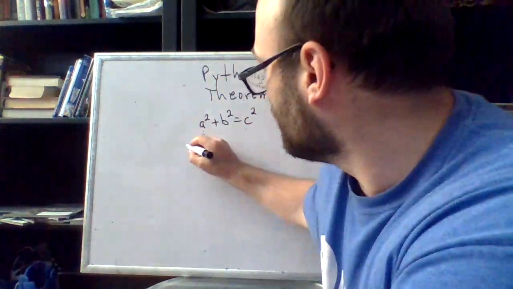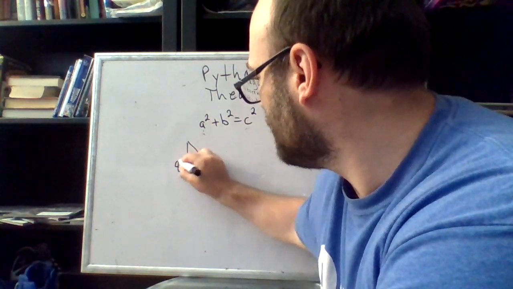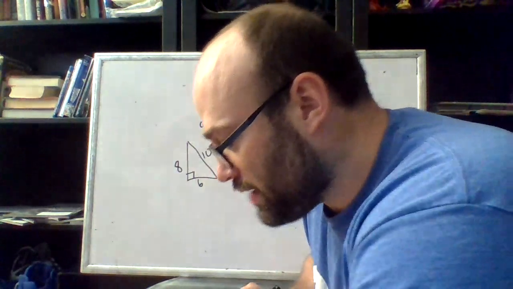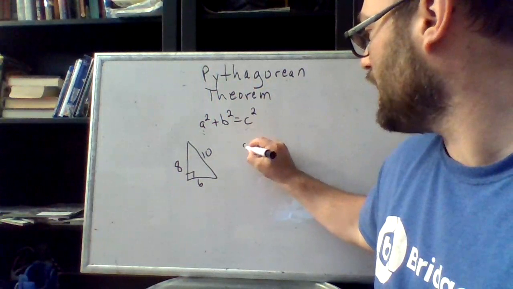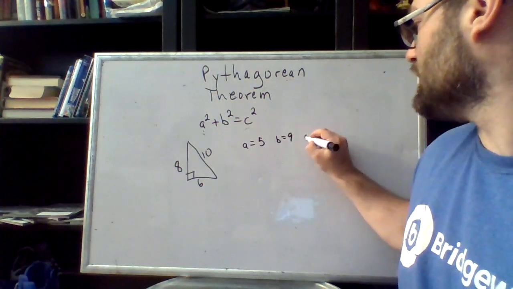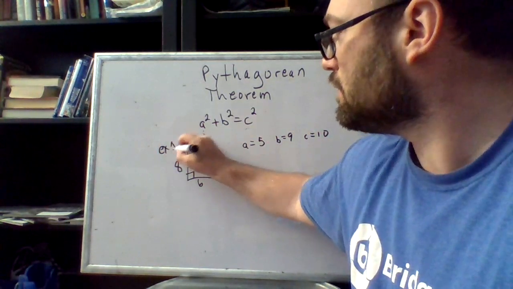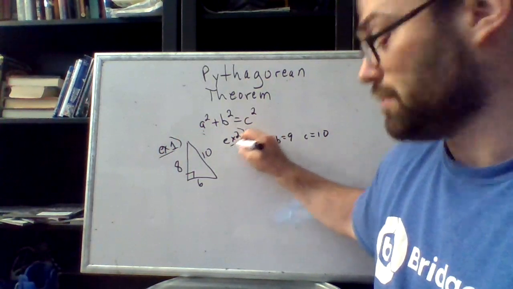So we're going to do a right triangle. It is 6 by 8 by 10. So see if that is a right triangle or not. We have another one that is 9 by 5 by 10. So A is 5, B is 9, and C is 10. So that's example 1 for your problems. Example 2 for your problems.